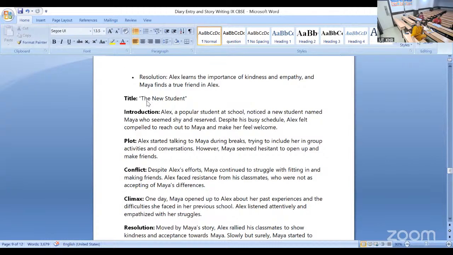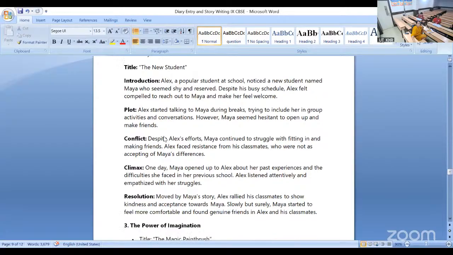But I thought you meant the introduction. No, plot. How do you have to start it? The new student, and then from Alex. From Alex, yes, fine. So like this, in paragraphs, you have to write this.